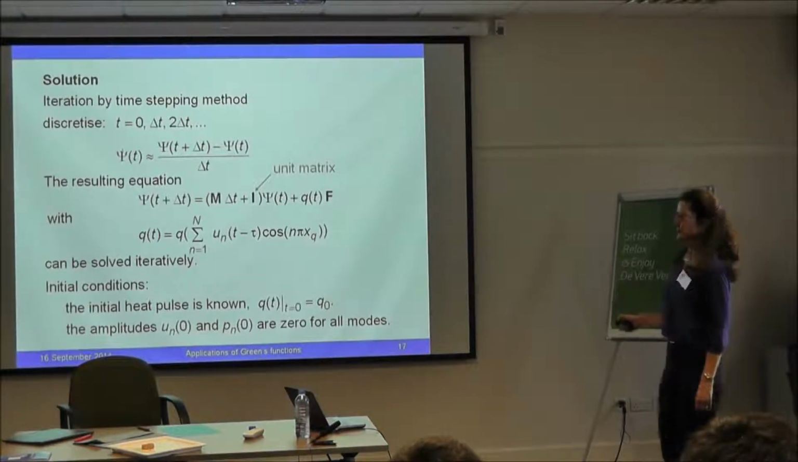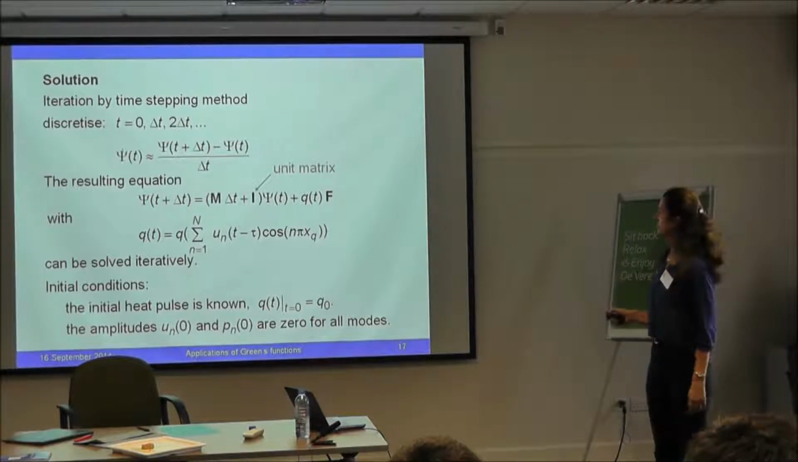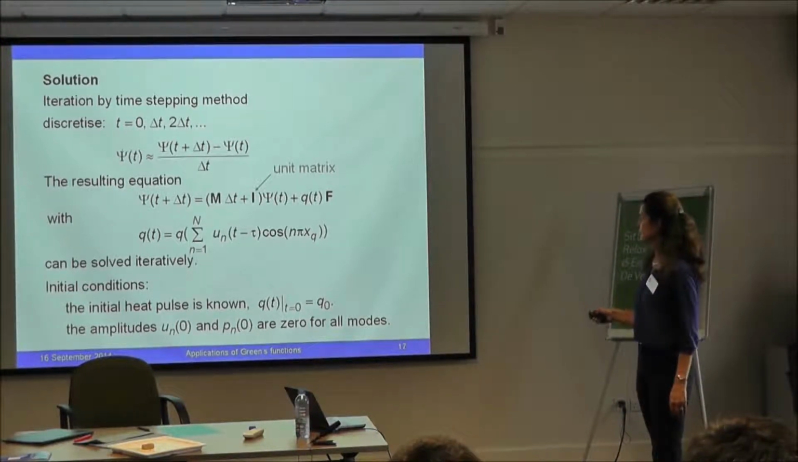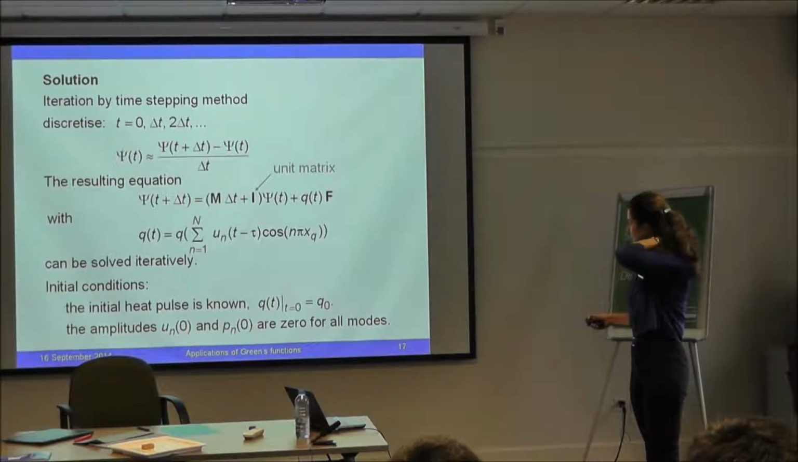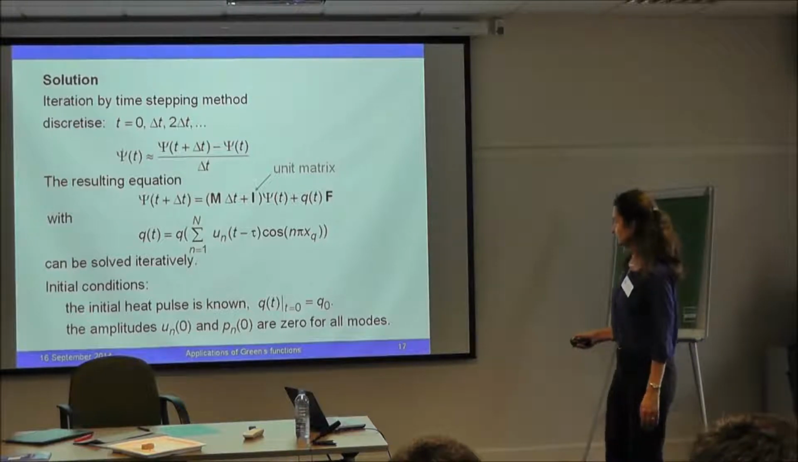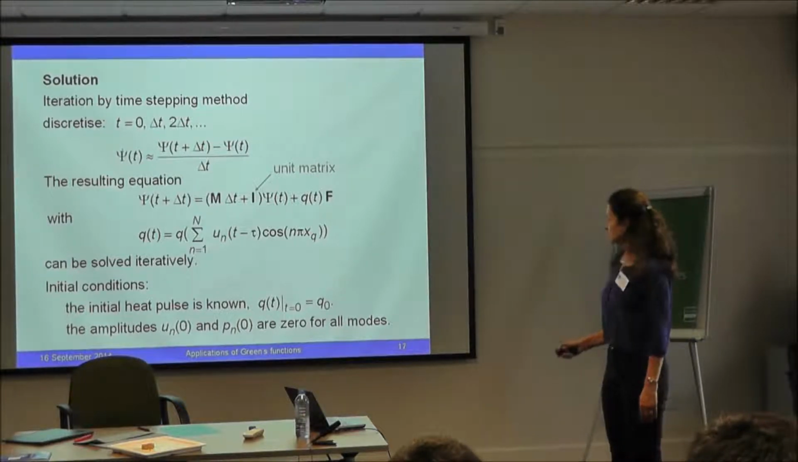Just to illustrate it, I've done a very crude time-stepping approach by discretizing the time derivative like this. And then the resulting equation for psi, for this matrix equation, can be written like this. You can iterate on it, and for Q, you use the heat release law with the expansion for the velocity. So that can be solved iteratively.